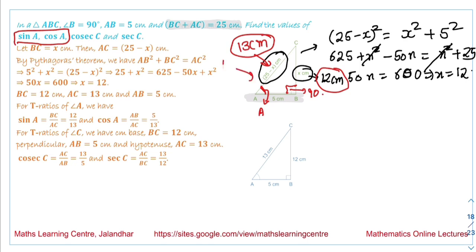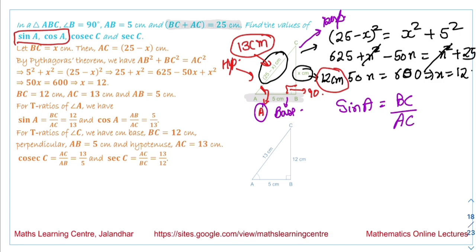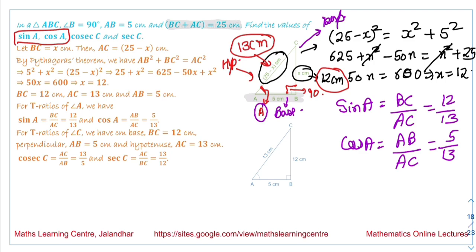So this AC is the hypotenuse. For this angle A, we are saying this is the base and this is the perpendicular. So the value of sine A we will have is BC over AC, that is 12 by 13, and the value of cos A is AB over AC, that is 5 by 13.